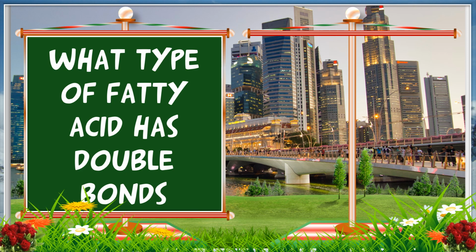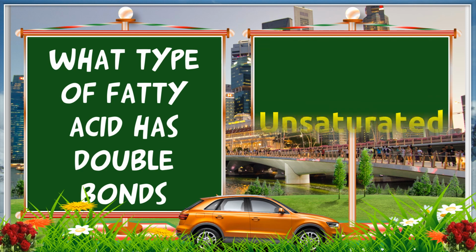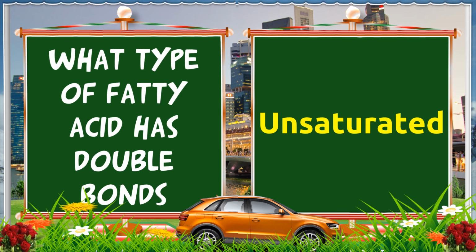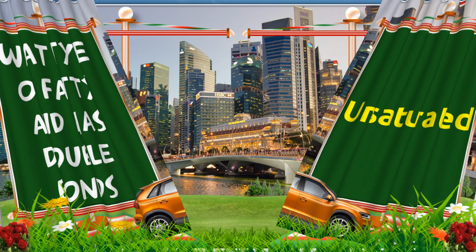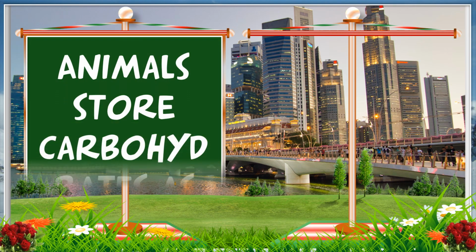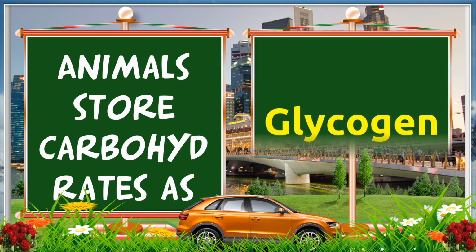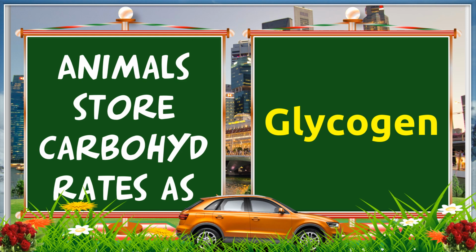What type of fatty acid has double bonds? Unsaturated. Animals store carbohydrates as glycogen.